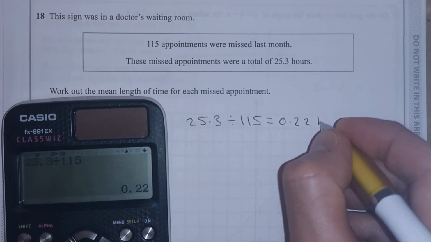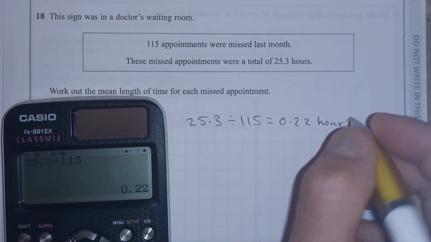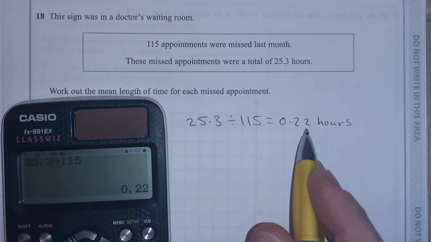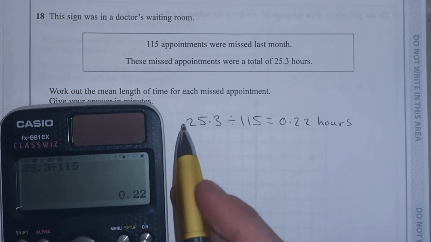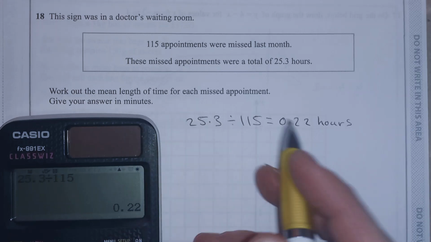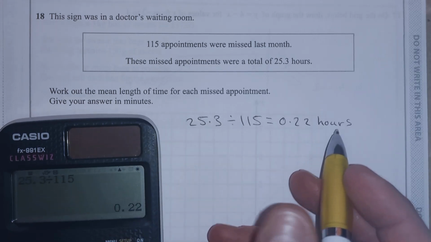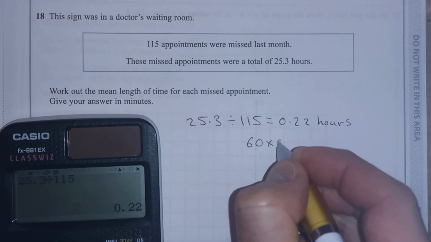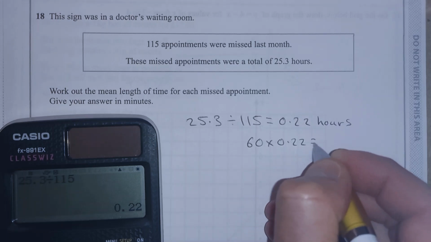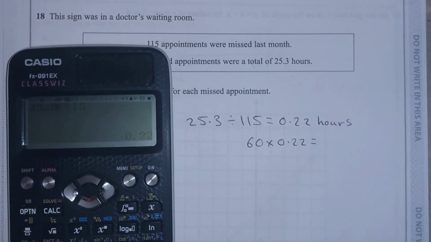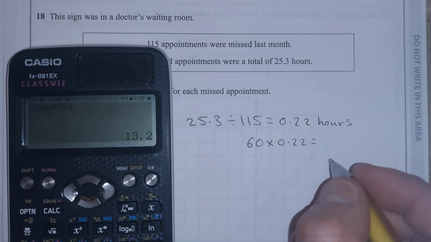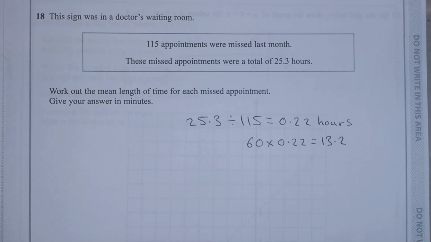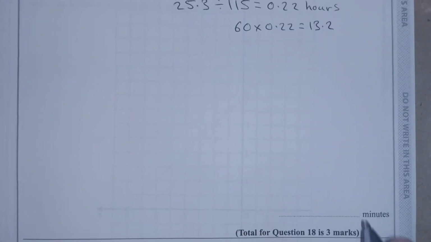Now that's 0.22 hours. This is a bit you've got to be really careful with, because we then want to convert that into minutes. So give your answer in minutes. Well, 0.22 of an hour, we've got 60 minutes in an hour. So we're going to multiply that by 60, which gives us 13.2 minutes. And that's for 3 marks.